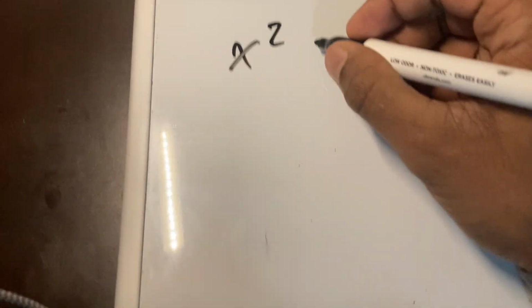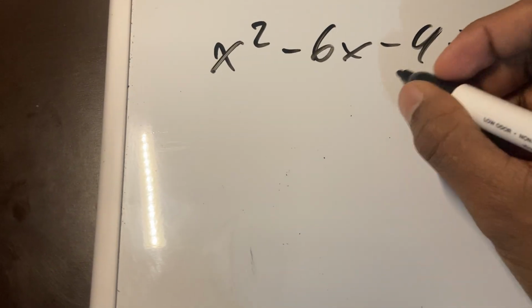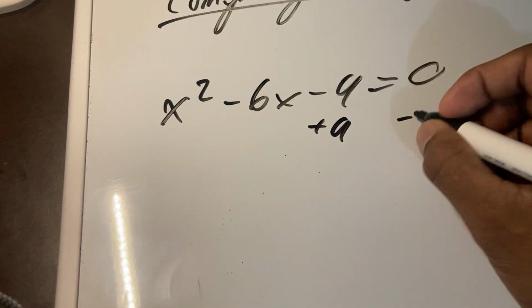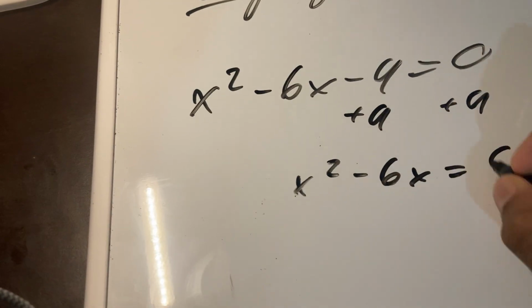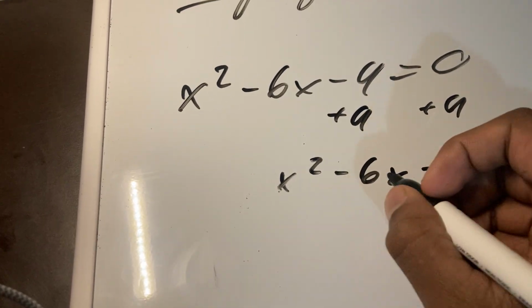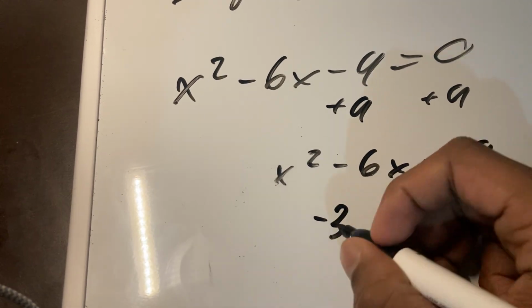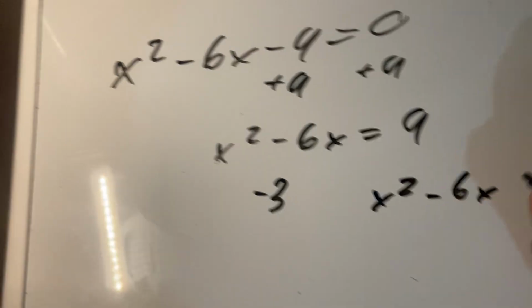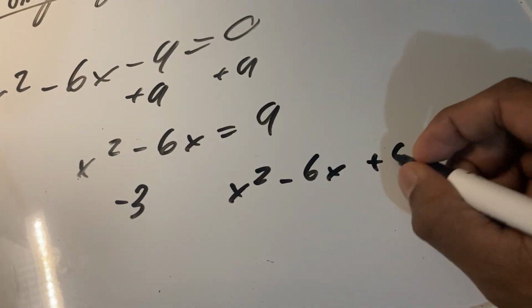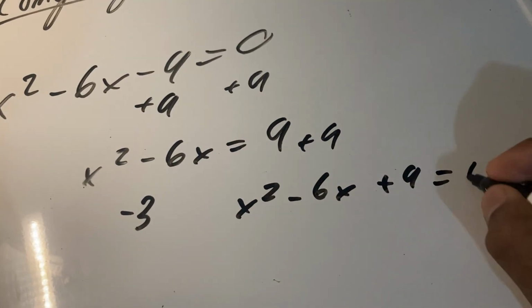So, x squared minus 6x minus 9 equals 0. So add the constant once again on both sides. So x squared minus 6x equals positive 9. Half of negative 6 is negative 3, and squaring that is 9. So x squared minus 6x plus 9 equals 9 plus 9, which is just 18.